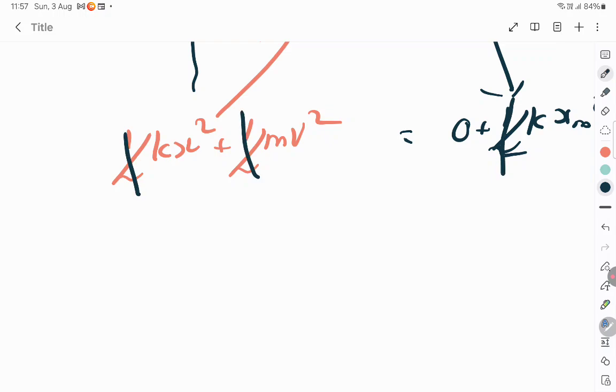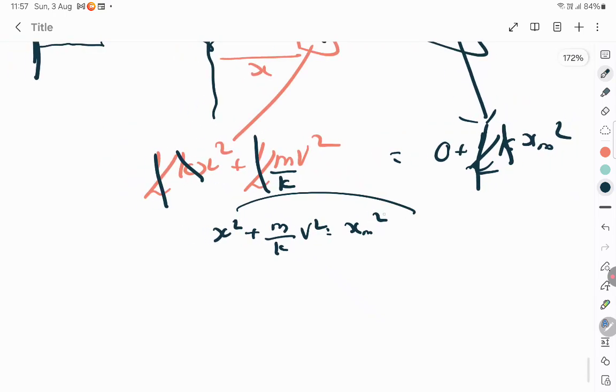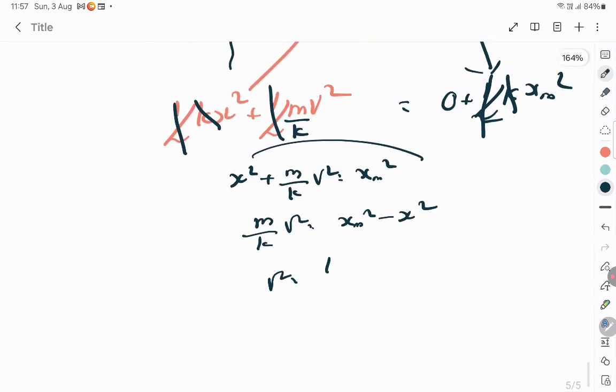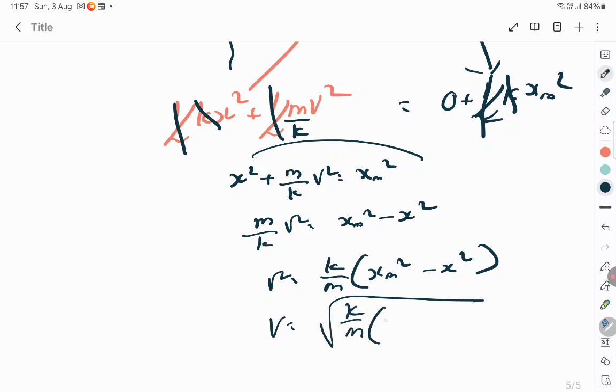Half can be cancelled, and k can be cancelled by dividing with k. So you get x square plus m by k v square is equal to xm square, from the previous equation. Take it to the other side: m by k into v square is equal to xm square minus x square. Therefore, v square is k by m into xm square minus x square. V therefore is root of k by m into xm square minus x square. Thus, if you know the spring constant and the mass of the block, it becomes easy.